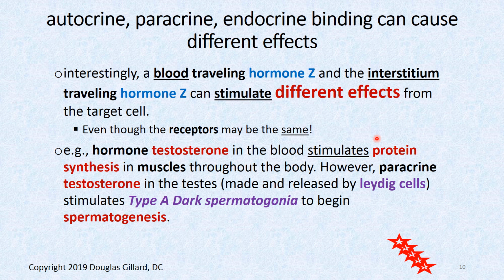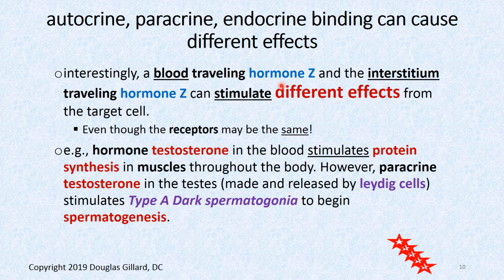All right, kind of some fun facts about this stuff. So a blood traveling hormone Z. So if you have one hormone floating in the blood, and then you have an interstitial hormone Z, so you have the same hormone. The point of this slide is if you have the same hormone and it binds to neighbor cells on the same receptors, those cells will often impart a different effect as a result of that stimulation.